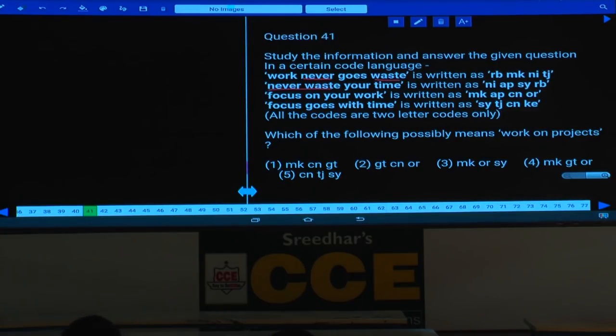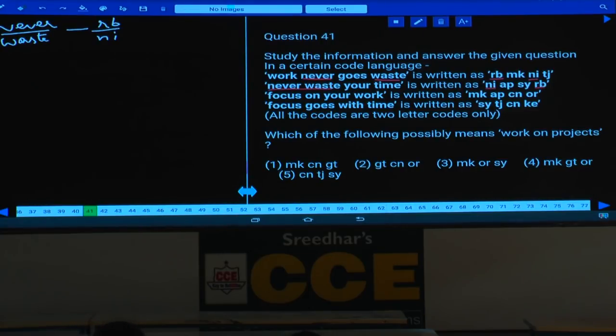Now tell me, is there any never and waste in the remaining 2 sentences? No. Hence, never and waste are the 2 words which are common between the first and the second. Hence, 2 words are common, 2 codes are common. Then what are the codes which are common here? RB is 1. And what is the other thing here? NI. Hence, the code to never and waste will be RB and NI in any order.